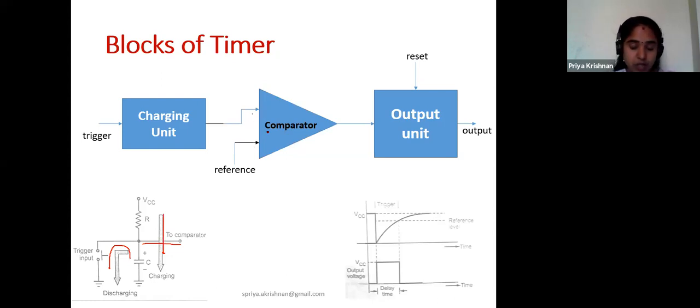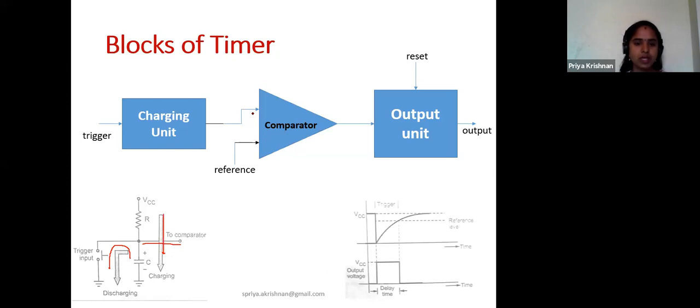Yesterday we discussed what a comparator is. We discussed two different types of comparator. One is a simple comparator, the other one is a zero crossing detector. Whenever it crosses zero, the state changes from 1 to 0. So all participants, you can recall the concepts we discussed in yesterday's class.